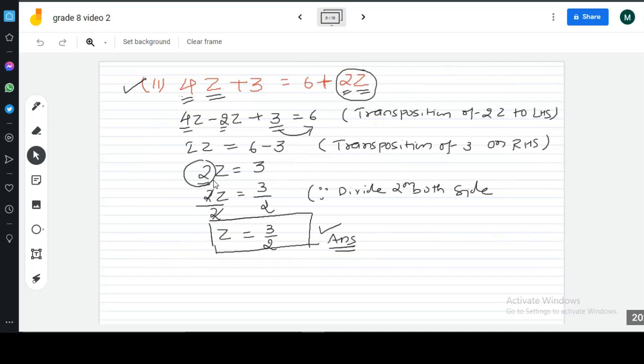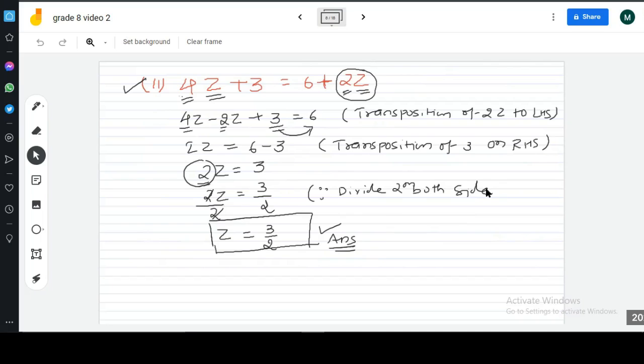But to get the solution of this equation, we need to remove the coefficient also. We need to write the variable free from its coefficient. Its coefficient will be only 1. If it has a coefficient other than 1, we need to remove it. So to remove the coefficient of a variable or any term, we need to divide by the same number. So here the coefficient of z is 2, so we need to divide by 2 on both sides.